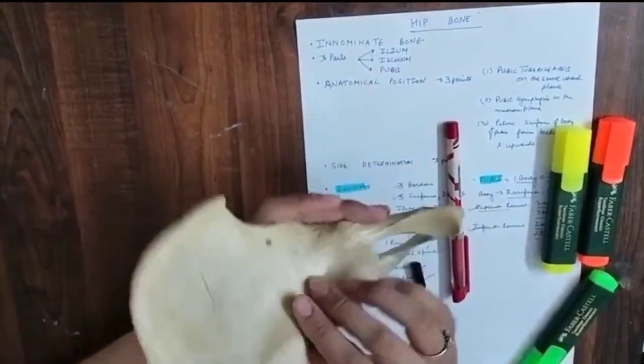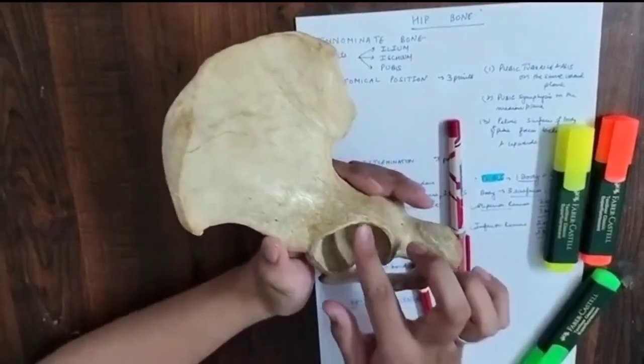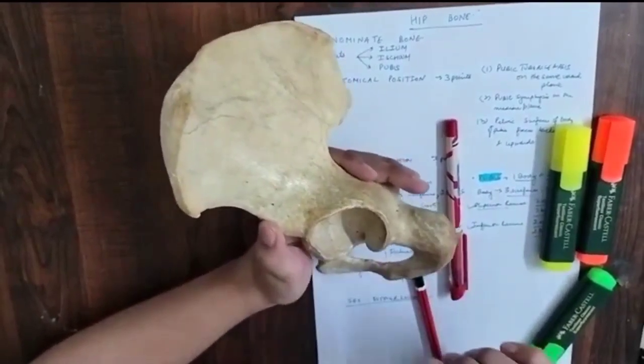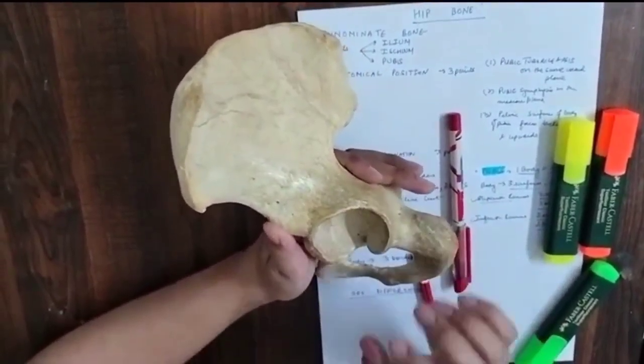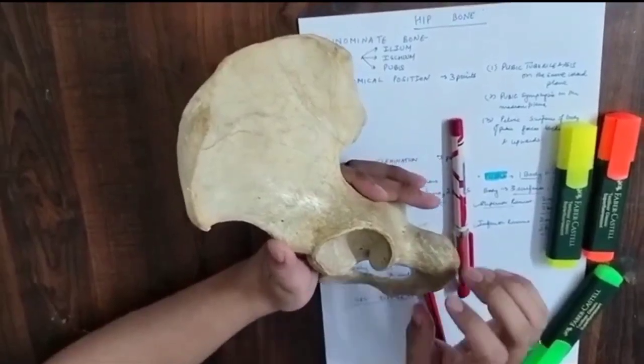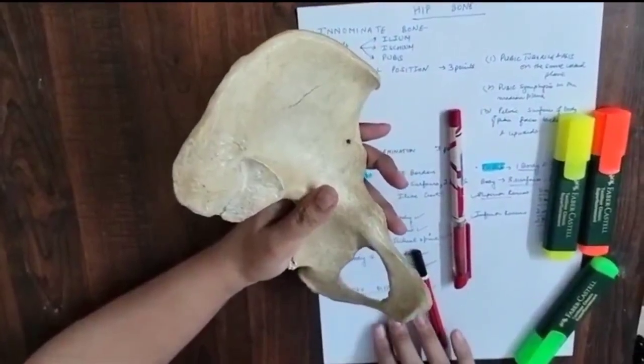Talking about the acetabulum, all the 3 bones unite at the back and form the acetabulum. The acetabulum is deeper and larger in males, whereas it is smaller in females. So these are the few important sex differences in the hip bone.